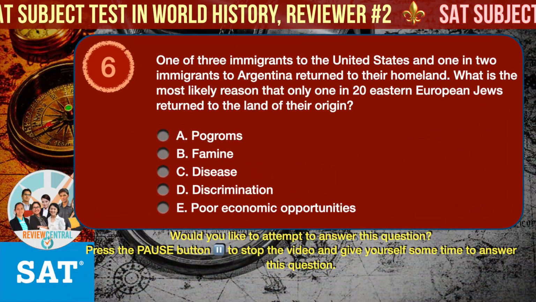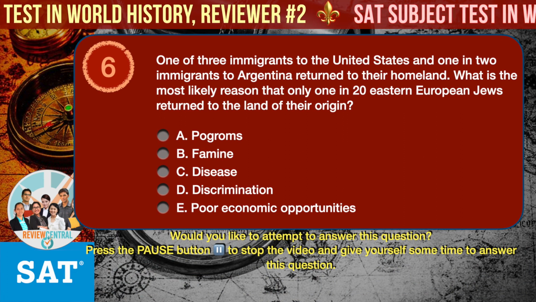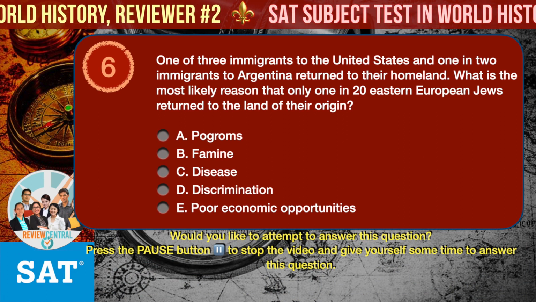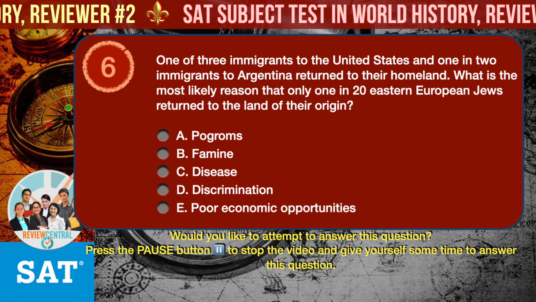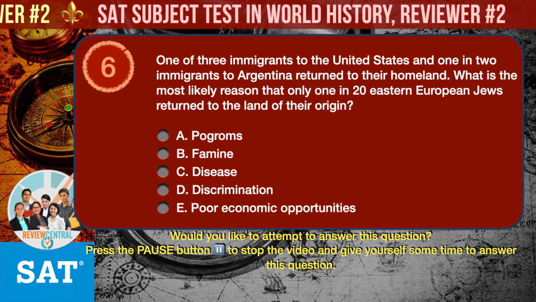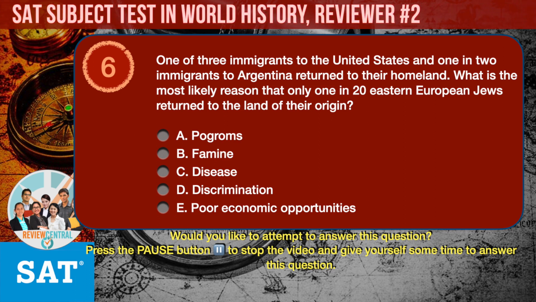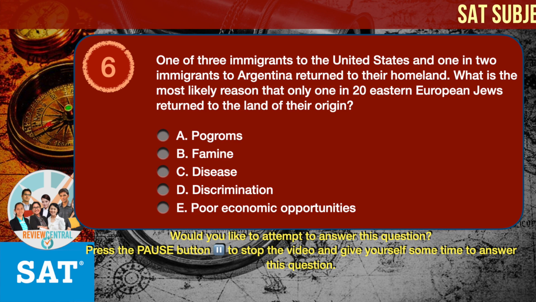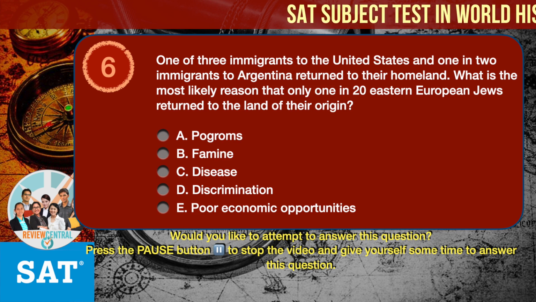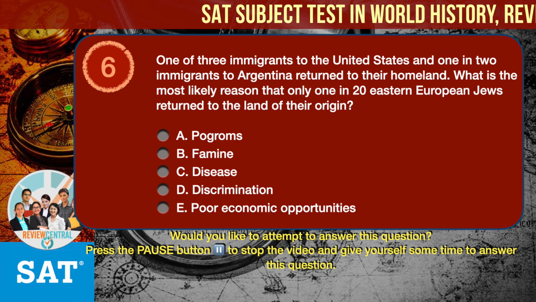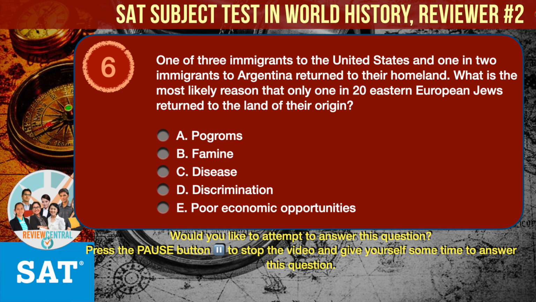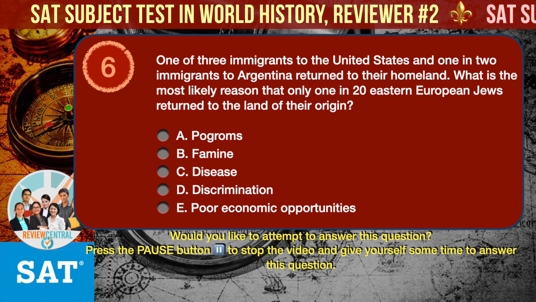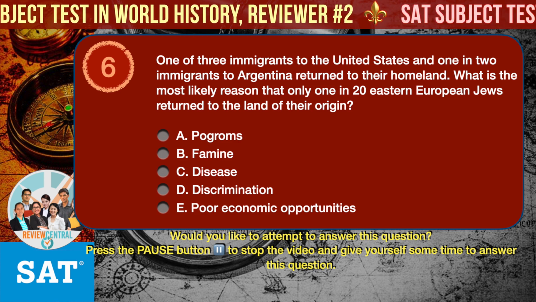Question number 6. 1 of 3 immigrants to the United States and 1 in 2 immigrants to Argentina returned to their homeland. What is the most likely reason that only 1 in 20 Eastern European Jews returned to the land of their origin? A. Pogroms. B. Famine. C. Disease. D. Discrimination. E. Poor economic opportunities.